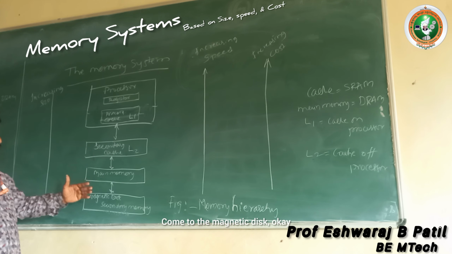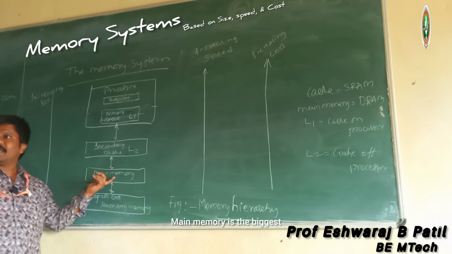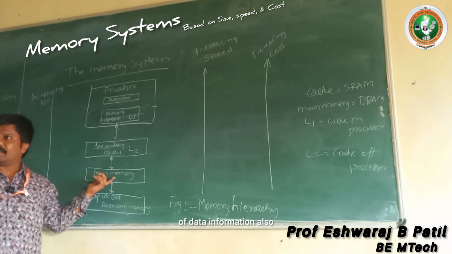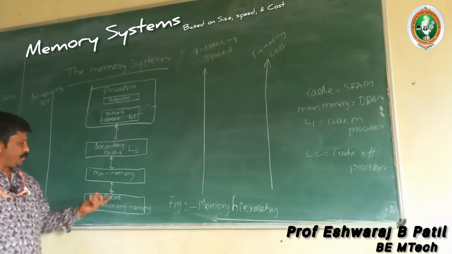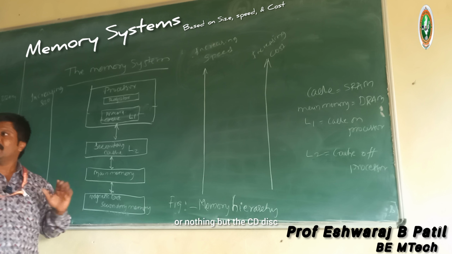Coming to the magnetic disk, we have already explained this. Main memory is the largest memory, which holds a large amount of data and information. Mainly the magnetic disk and secondary memory; these magnetic disks are nothing but CD disks, even DVDs.